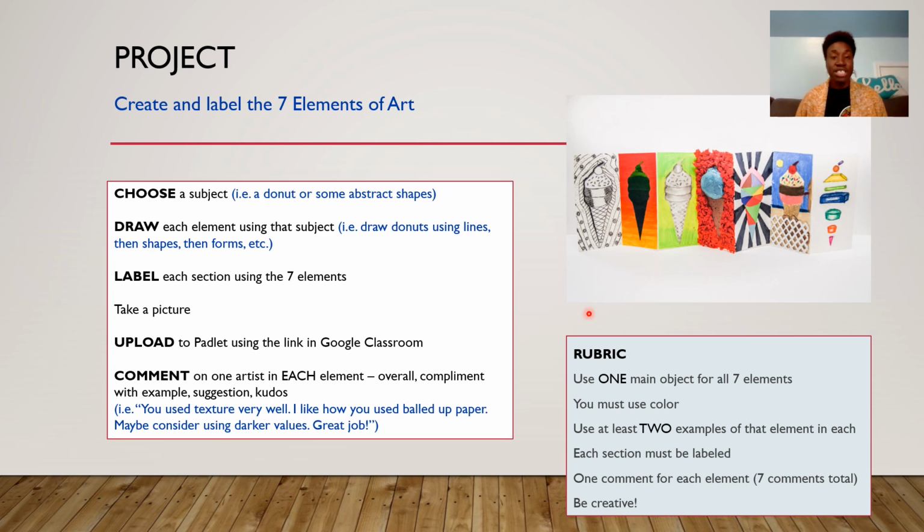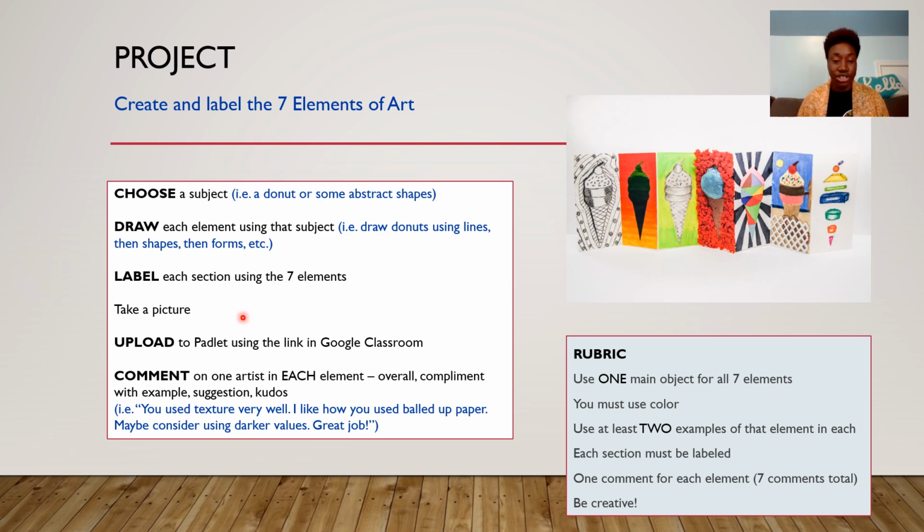And then for your project for this, you're going to find one subject. You can have other subjects within that category, but you have to have one similar subject in all of your elements. Draw each element using that one subject. So, for instance, in this example, she drew some ice cream, and there's 7 examples of ice cream for the 7 elements. And you have to label each section. There's no label on this one, but you must have a label. I'm assuming the label is on the back, but I prefer you to have the label on the front since it will be uploaded onto the computer.